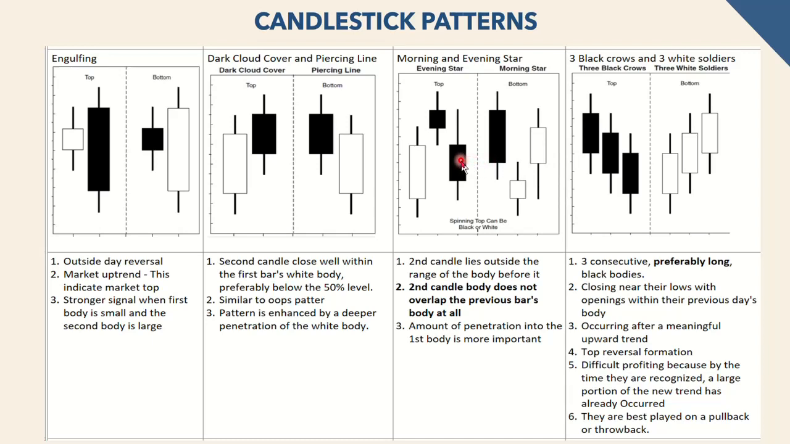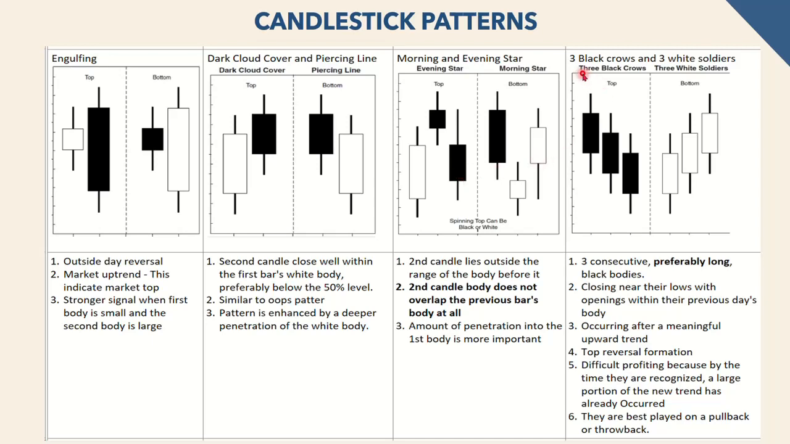The second candle lies outside the range of the body before it. The second candle body does not overlap the previous bar's body at all. The amount of penetration into the first body is more important. The more the penetration, the more significant the formation is.